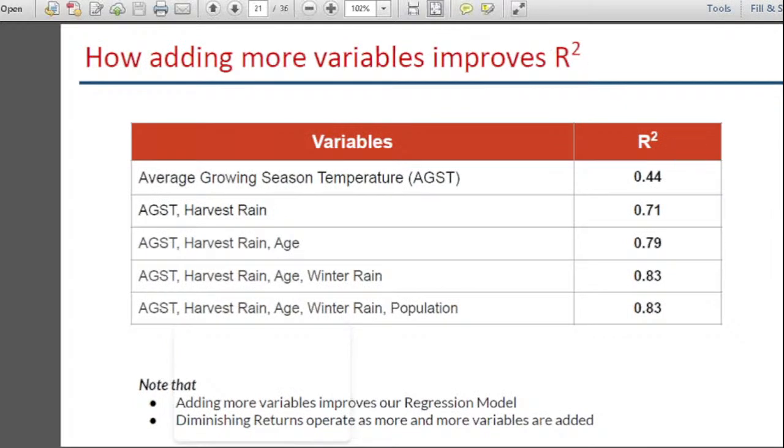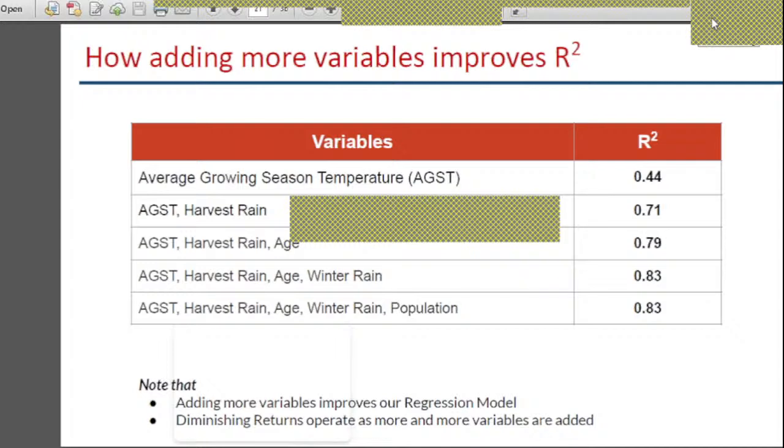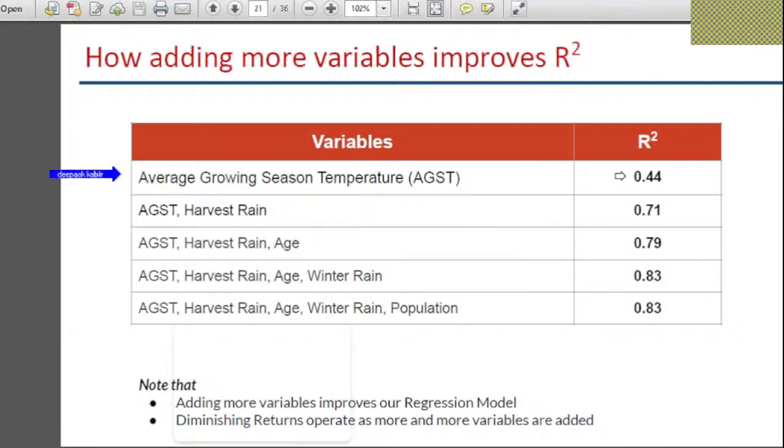Now, when I had only AGST, average growing season temperature, my R square was this. When I used AGST and harvest rain, my R square improved. Again, I used age, and R square further increased. But notice, as I kept adding more variables, my R square is increasing, but at a diminishing rate. Here the increment was very high, then it became lower, further lower, and in the end there was no improvement in R square, right?